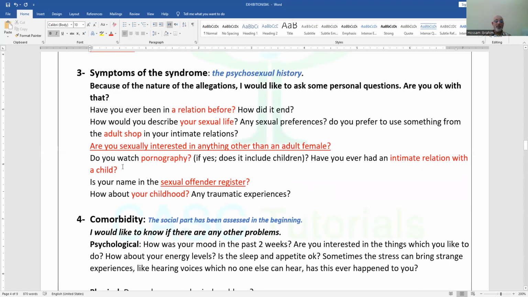Ask him, would he watch pornography, and if it includes children, and if he has ever had an intimate relation with a child. Ask him if his name is in the sexual offender register, and about his childhood, if there has been any traumatic experiences. And definitely this includes the sexual assault.